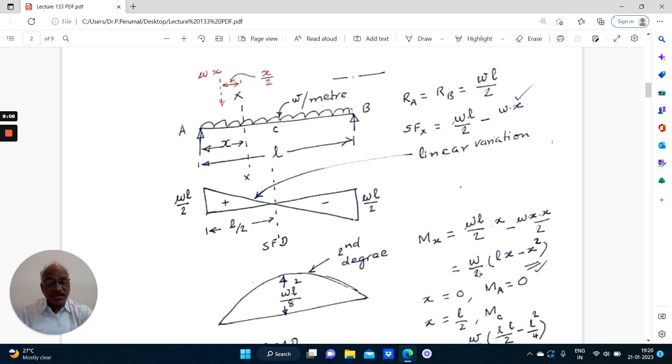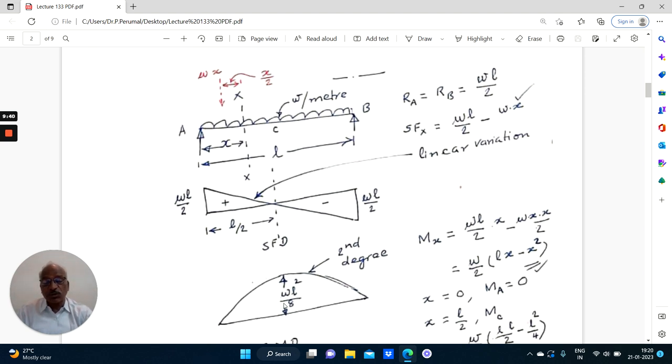So all this simplification will give you an equation, W by 2 into (Lx minus x square). So x square indicates the variable is x and the power of x is 2, so that indicates the bending moment diagram has got second degree variation. So here when you substitute x equal to 0, MA equal to 0. For a simply supported beam, MA equal to 0.